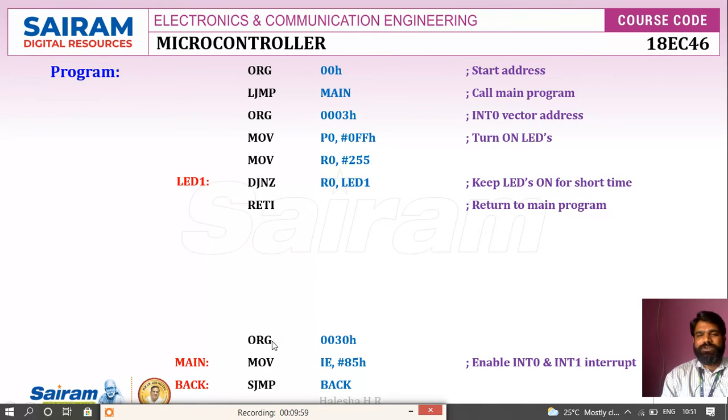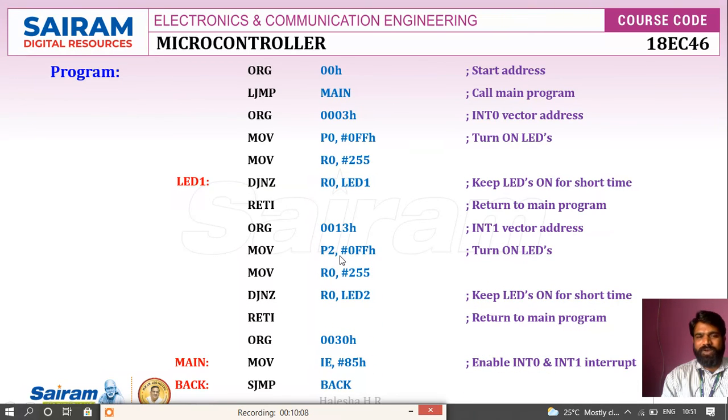Suppose the switch 2 is pressed, it will come to the address 0013H. There we make the LEDs which are connected to port 2 on, wait for a short time, and return to the main program. So this is the simple program.